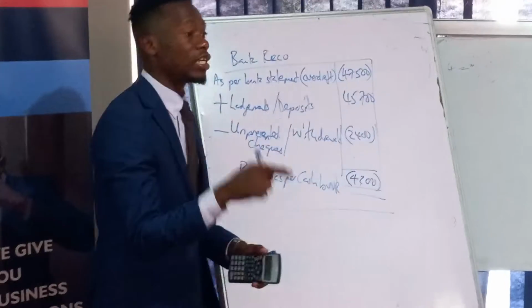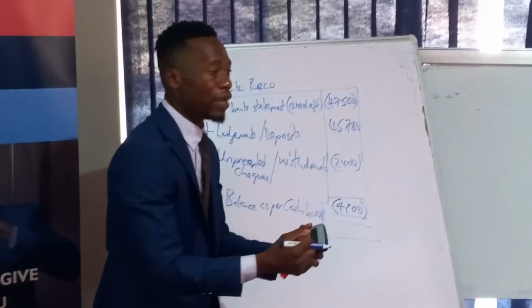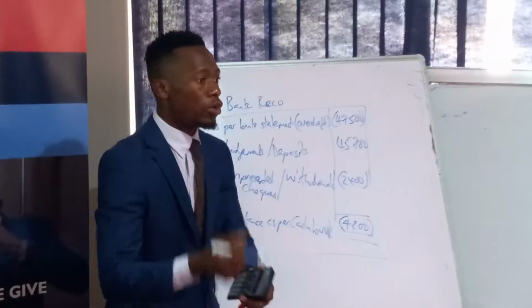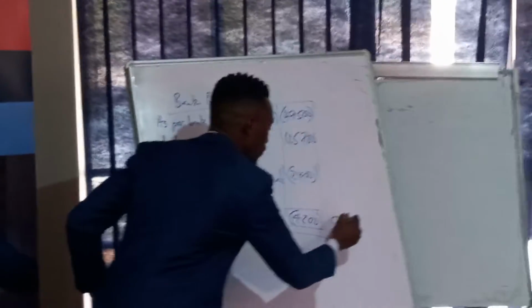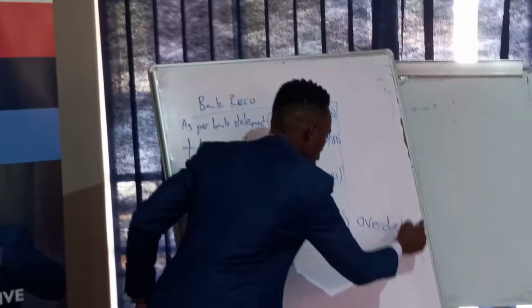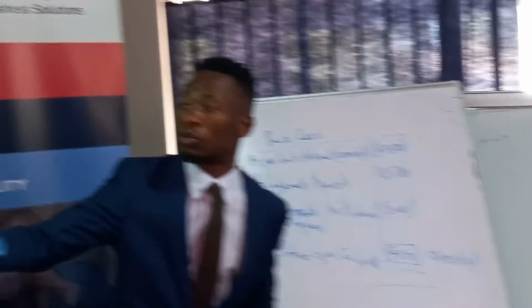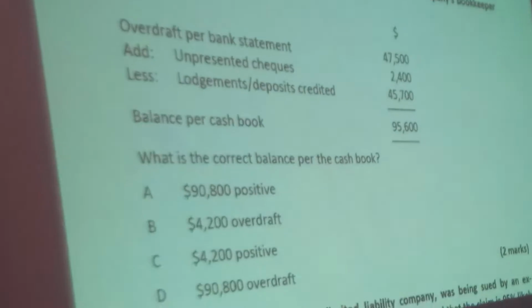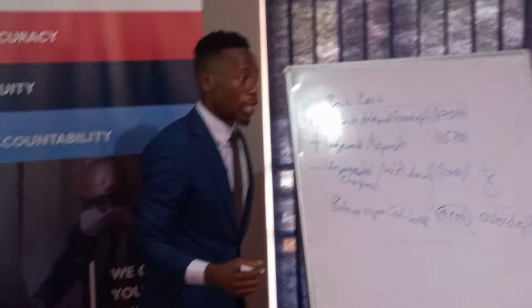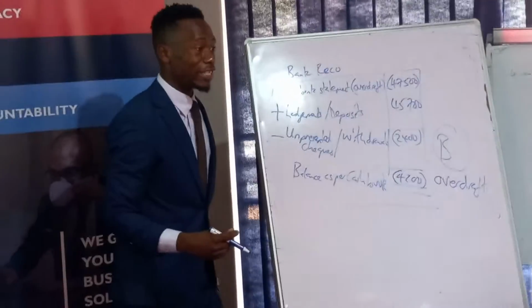So if it's negative 4.2, the question is, do we have money in the bank or we don't have money? We don't have money, we owe them, right? So guys, this is an overdraft, meaning that the correct answer is B. But just know that in the exam, they might not say overdraft. They might say credit or debit. Yes, they will say that.